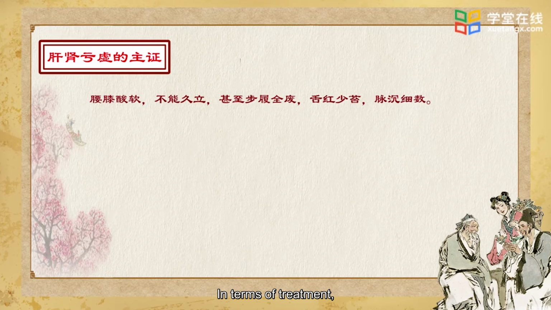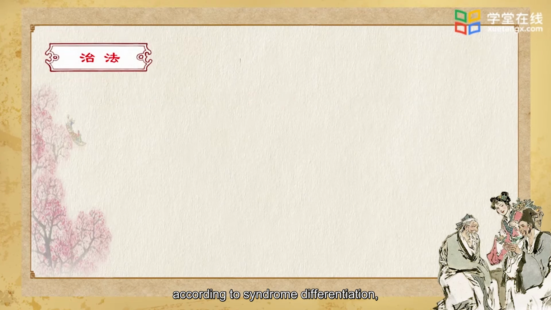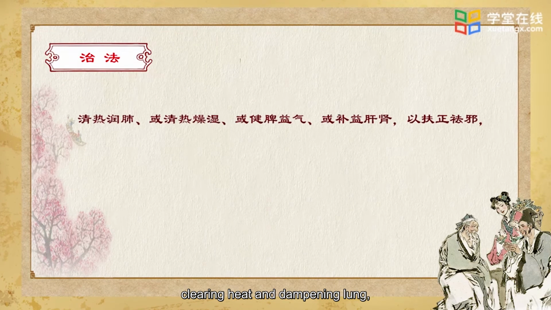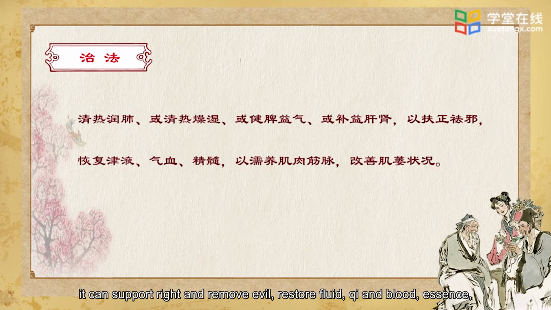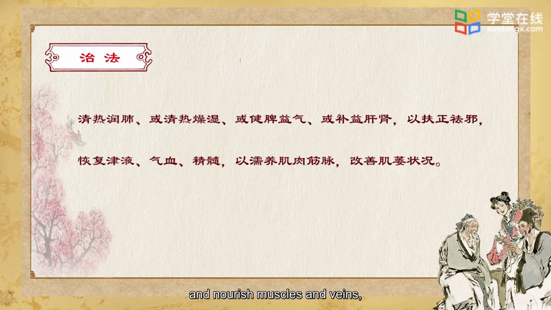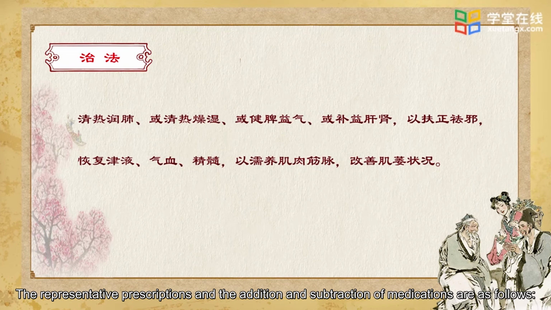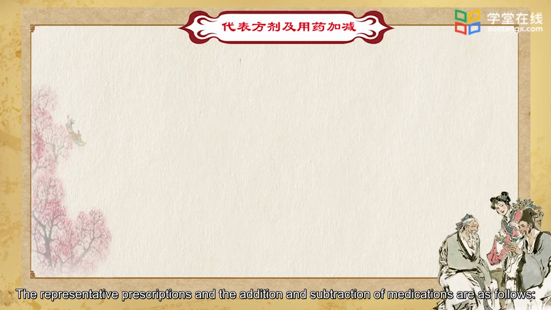In terms of treatment, according to differentiation, the methods are clearing away heat and moistening the lung, or clearing away heat and dampness, or strengthening the spleen and qi, or nourishing the liver and kidney. It can support the right and remove evil, restore fluid, qi, and blood essence, nourish muscles and veins, and improve muscle atrophy. The representative prescriptions and the addition and subtraction of medications are as follows.